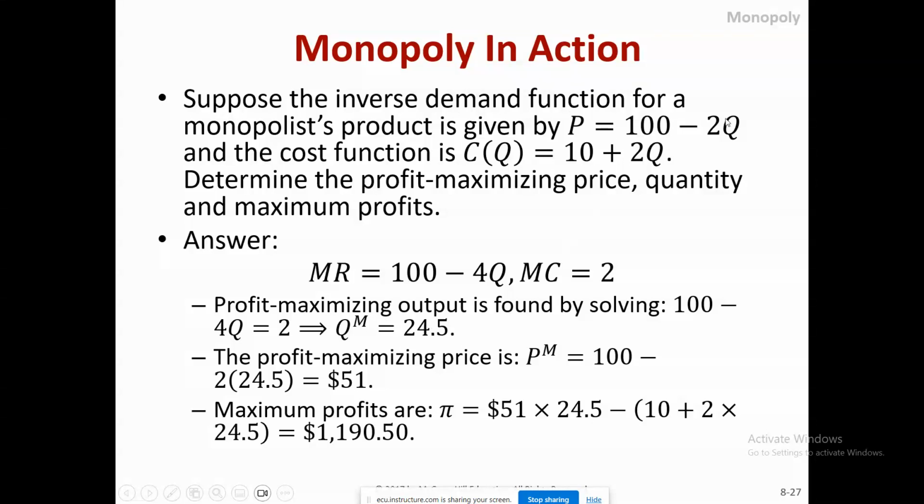Then we plug this into demand function to figure out price. 100 minus 2 multiplied by 24.5, that is $51. Then for total profit, it is the difference between total revenue and total cost. Total revenue is again equal to price, 51, multiplied by the amount it sells, 24.5. Total cost, we plug 24.5 into the formula. Ten plus 2 multiplied by 24.5. The difference between the two of them is $1,190.50.